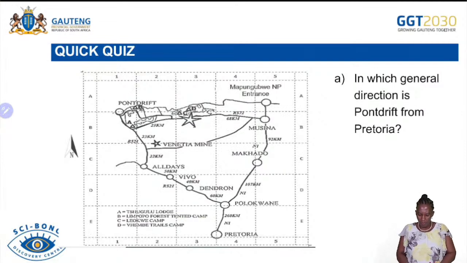So now here, let's have a look at our quick quiz number 1. Here we are given a grid reference.